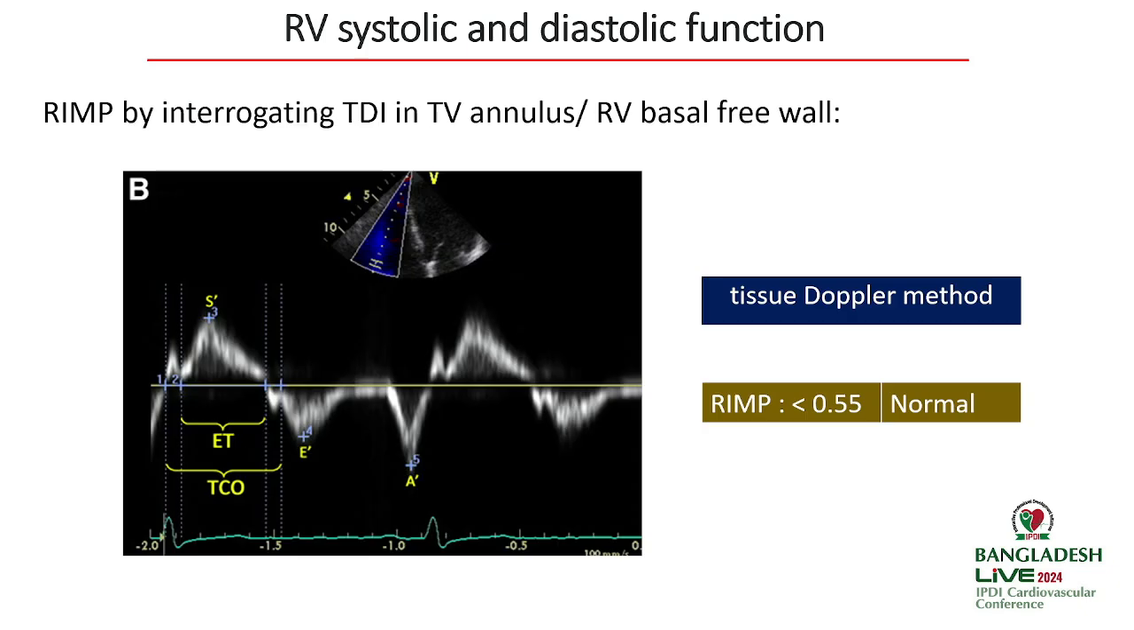And this is the tissue Doppler imaging method to calculate the RIMP. We can calculate the RIMP in a single view here. In the apical four chamber view, if we put the tissue Doppler pulse wave at the basal RV or tricuspid valve annulus, we can trace here the tricuspid valve closure to opening time and the RV ejection time in a single view, and the machine will give the result automatically, but the cutoff value here is 0.5.